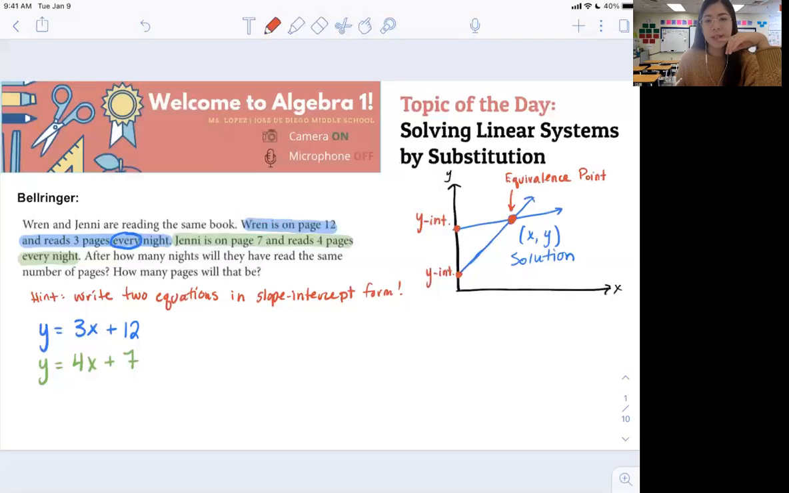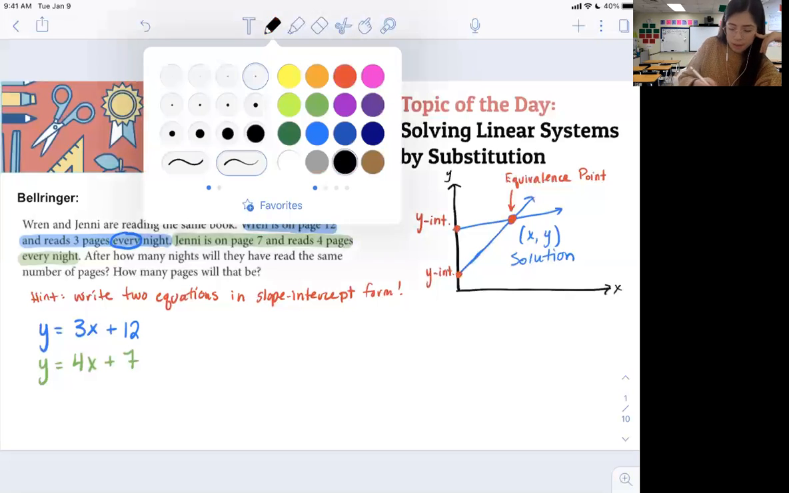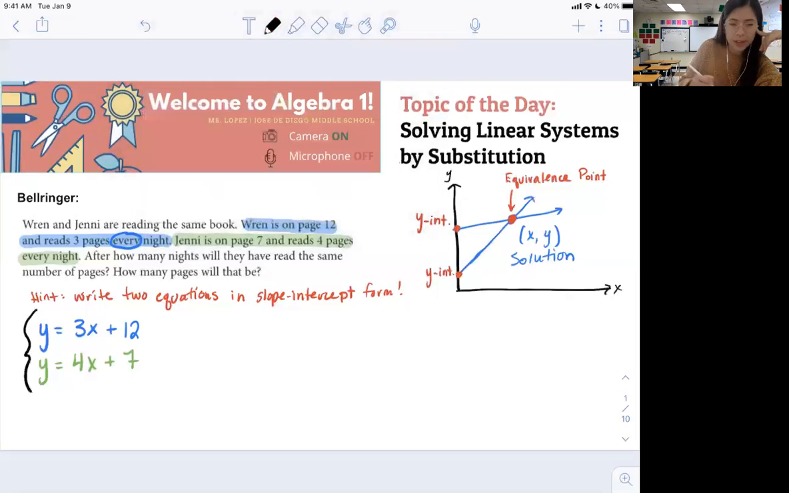So here's my hint. That point is called the equivalence point. So they're going to be equal at that place. Does that ring a bell at all for what we can possibly do with these two equations? Remember, I want to solve using algebra. What can I possibly do to these two equations?